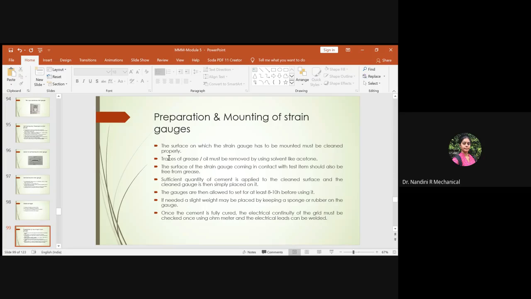Second, if you have any traces of grease or oil on the surface, it should be cleaned using acetone. This acetone helps in clearing any type of grease, oil or other impurities present on the surface on which the strain gauge has to be mounted, because it should not create any voids or impurities embedded between the surface and the strain gauge. If that is so, proper adhesion or bonding will not take place. As a result, you have to see that it is also cleaned using acetone.